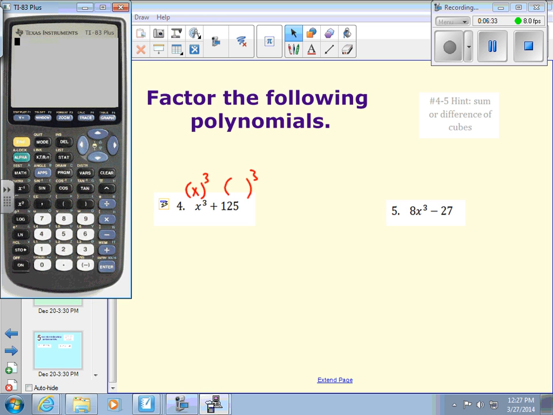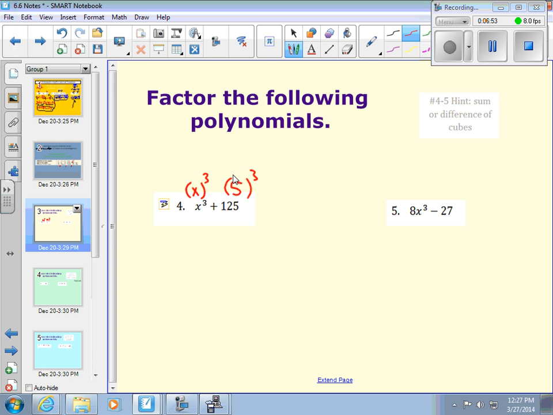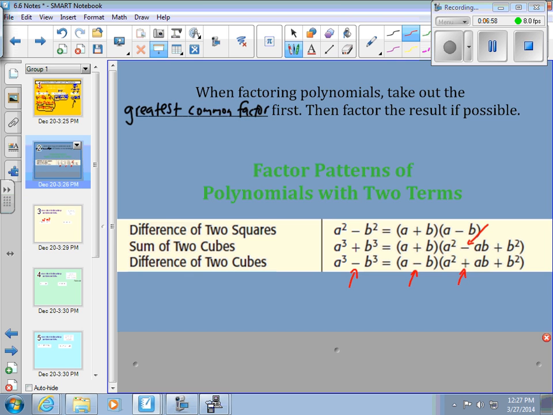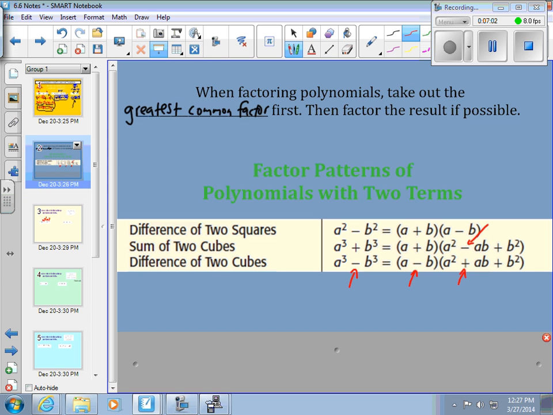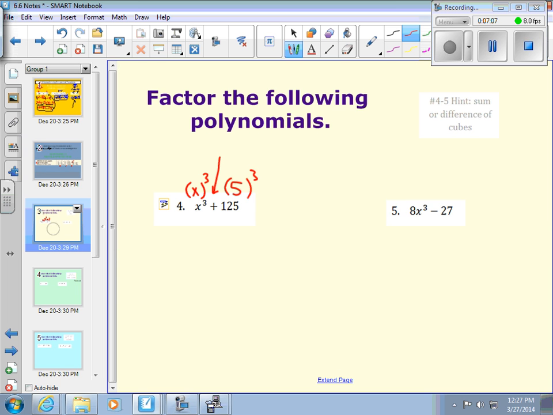And we're looking at that number 125. So if you want to find what number's being cubed, then do the cube root of it. So if we find our cube root on this particular calculator, if you hit your math menu, you can find the cube root. So what's the cube root of 125? It's 5. So 5 is the number here that is being cubed. So it's x is being cubed and 5 is being cubed. So we want to figure out which of these cube patterns do we want to use. Well, this one had a plus in between them. So we want to select this middle one that says sum of two cubes. We're going to follow that factor pattern.